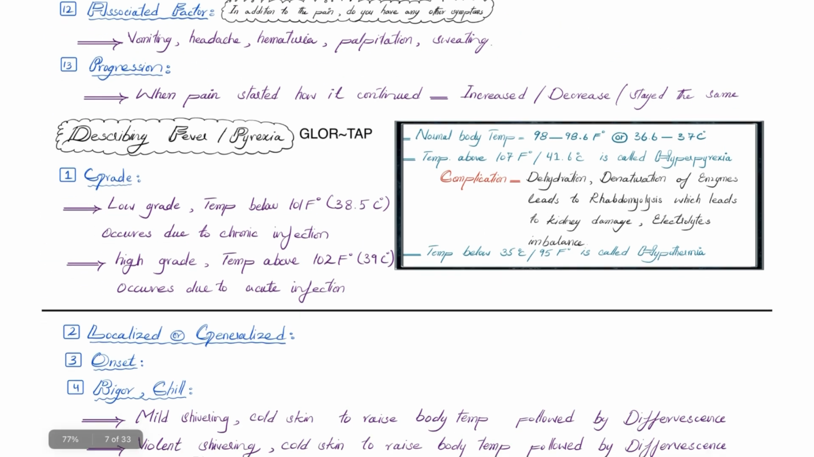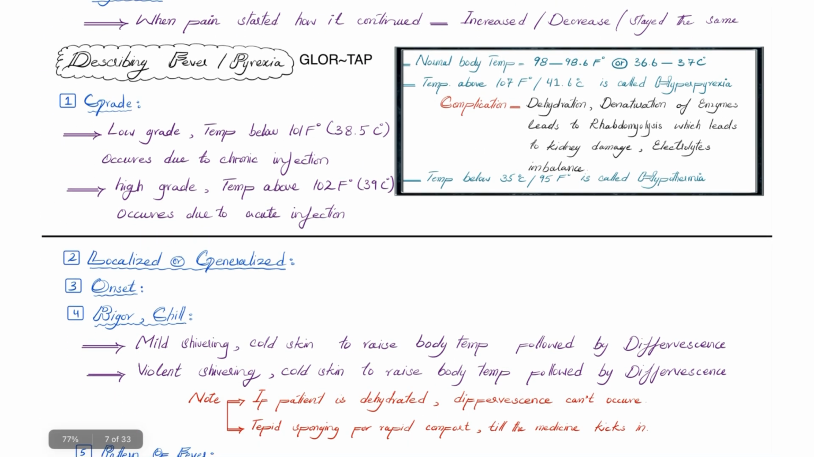Now let's explore the GLORTAP. G stands for grade, and fever has two grades. Low grade means when the body temperature is below 101 Fahrenheit or below 38.5 Celsius, and it occurs due to chronic infection. High grade is when the body temperature is above 102 Fahrenheit or above 39 Celsius, and it occurs because of acute infection. L stands for whether the fever is localized or generalized. O stands for onset. It can be sudden onset or gradual onset.